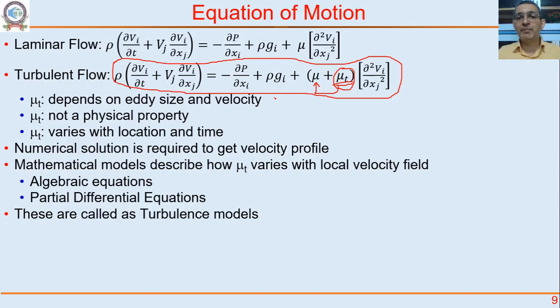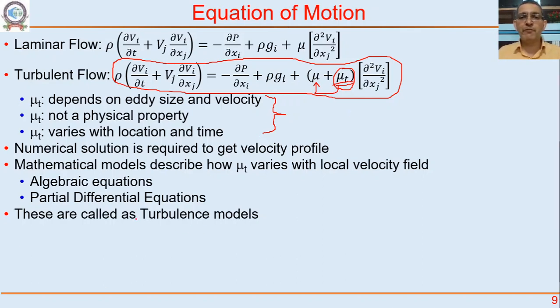And this mu t can be direction dependent as well. Mu t at the same location is not isotropic. At the same location, mu t can be different in different directions. Mu t in the x direction can be different, in the y direction can be different, in the z direction can be different, because the eddies in the x, y and z directions, how they are moving, need not be identical. So these are very complicated equations.